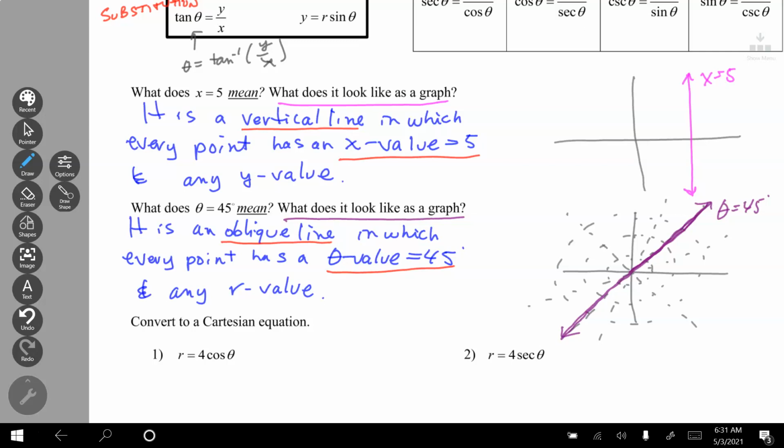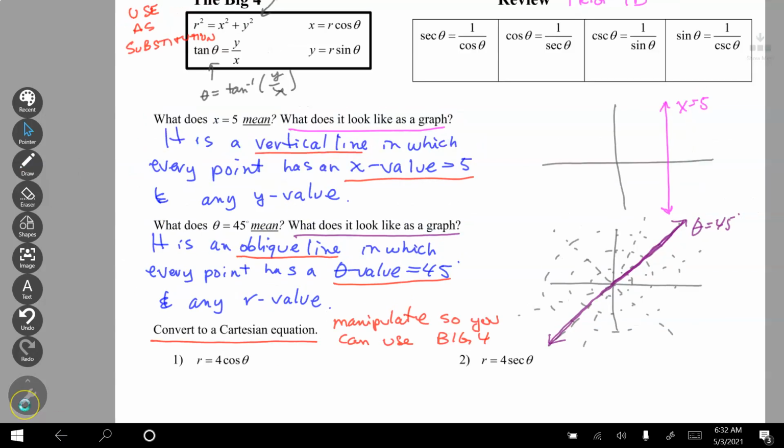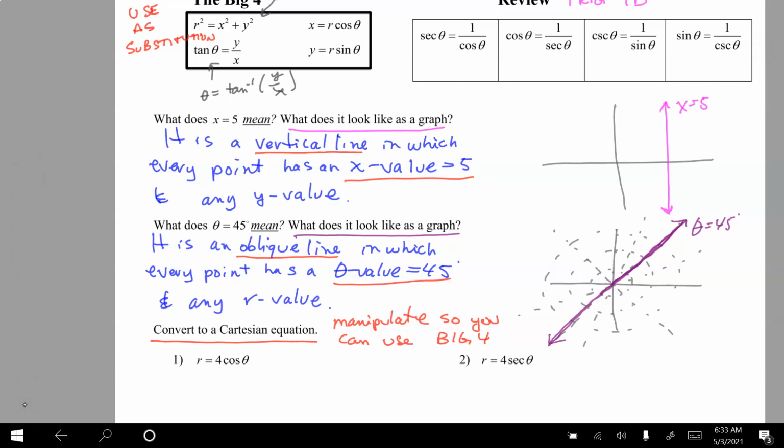So what we're going to do today is convert these equations that have r's and thetas into equations that have x's and y's, and we're going to manipulate them so we can use one of the big 4 up in the top left. We want to rewrite things so we can substitute using these big 4. Like in the very first one, I see r equals 4 cosine theta. I don't see any r anywhere in the big 4. I do see an r squared, so I like having r squared. I have to decide how I want to get r squared. I could square it, but then the other side would be 16 cosine squared theta, and that doesn't really help me. So you have to think about how you can get r squared.